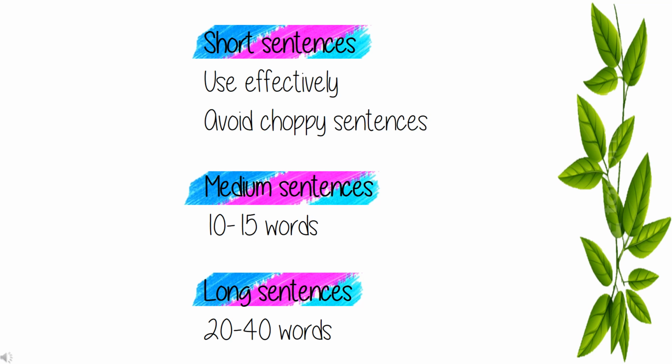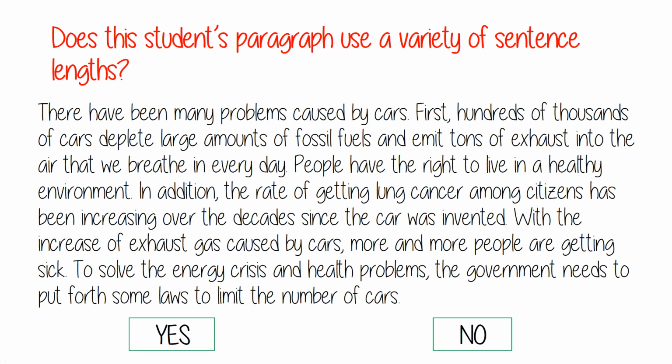Another way to create variety is by the length of your sentence. If you use too many short sentences, we get a bad style and we call that choppy. We don't want to have a choppy style, so too many short sentences makes your style choppy. But short sentences can be used effectively if you mix them with medium and long sentences.